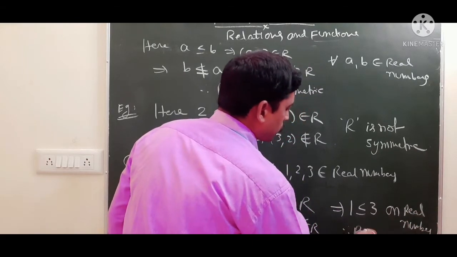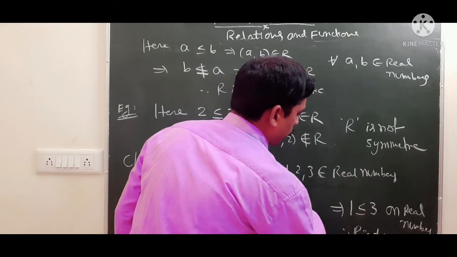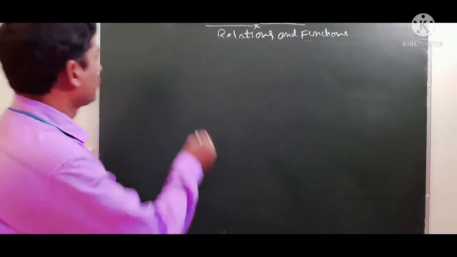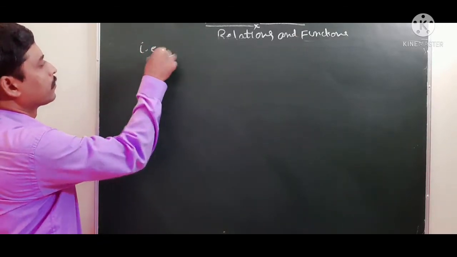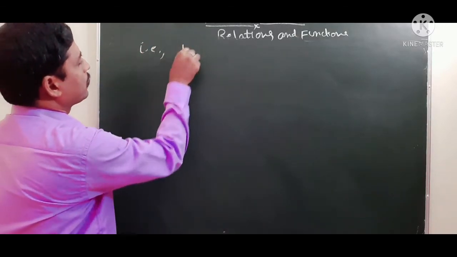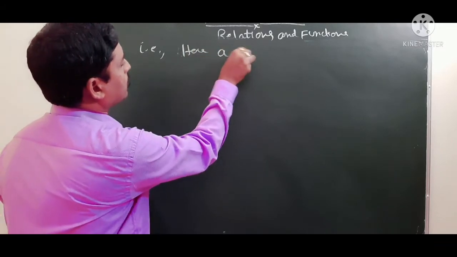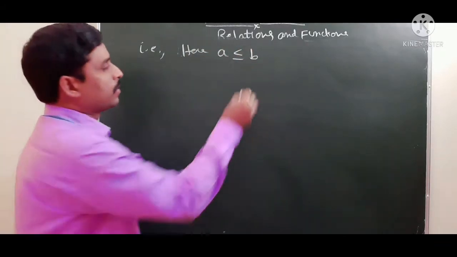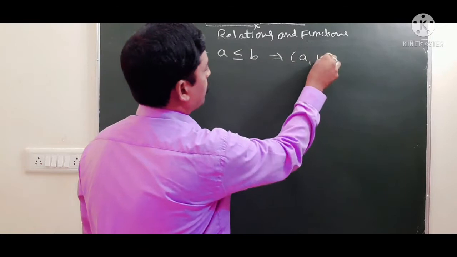Therefore R is transitive. Here, a less than or equal to b implies (a, b) belongs to R.